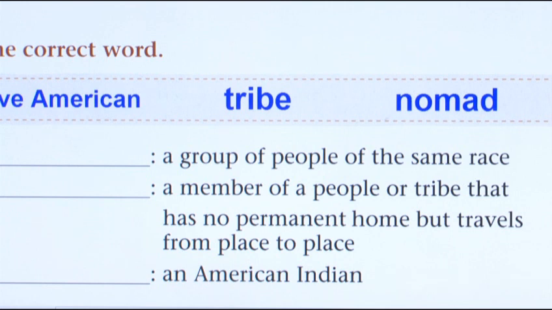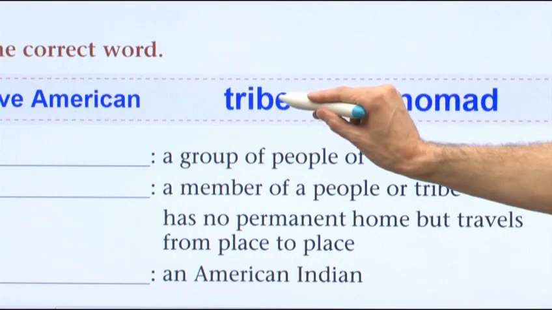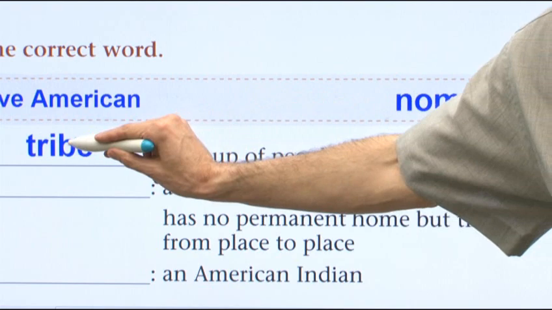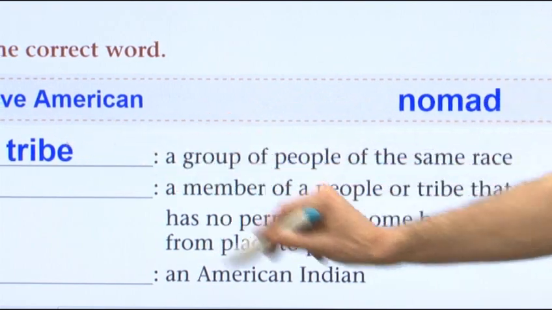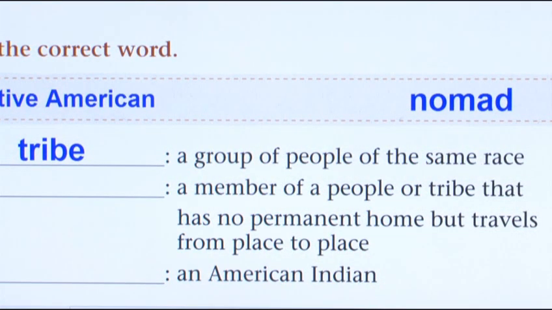All right. A group of people of the same race. What is it? Native American, tribe, or nomad? And the answer is tribe. A tribe. Now, there are other words too. Tribe is one word. There are other words too, okay?